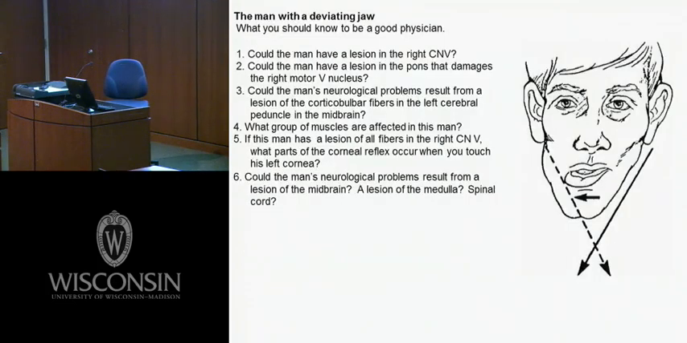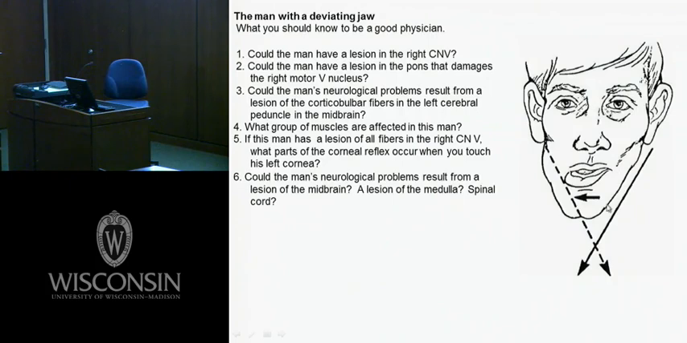Oh, now, here's the man with a deviating jaw. This should be easy for you. You must know that motor 7 innervates muscles of facial expression. Motor 5 innervates muscles of mastication. Ambiguous gets all that stuff: soft palate, larynx, pharynx, all that kind of stuff.